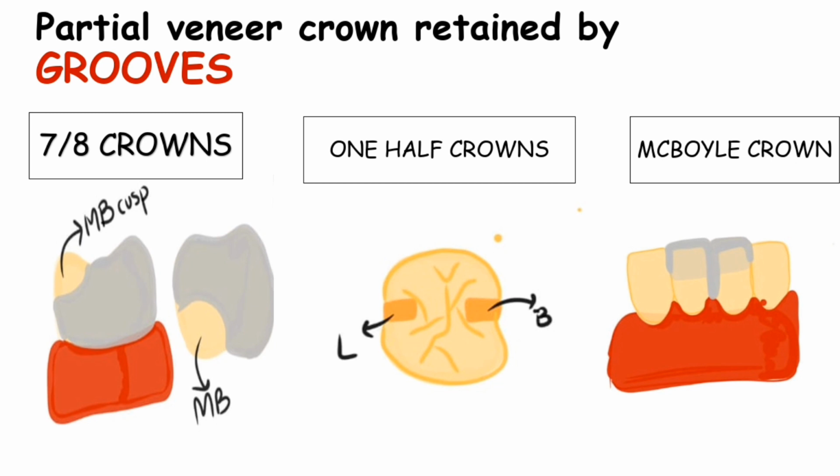We will differentiate each of them. The first one is the 7/8 crown. In the 7/8 crown, the only surface which is not covered is the mesiobuccal cusp, while in the 1/2 crown, the lingual and buccal surfaces are partially covered. And in the McBoyle crown, the anterior lower incisors are partially covered. In case of retention, all these partial veneer crowns are retained by grooves.